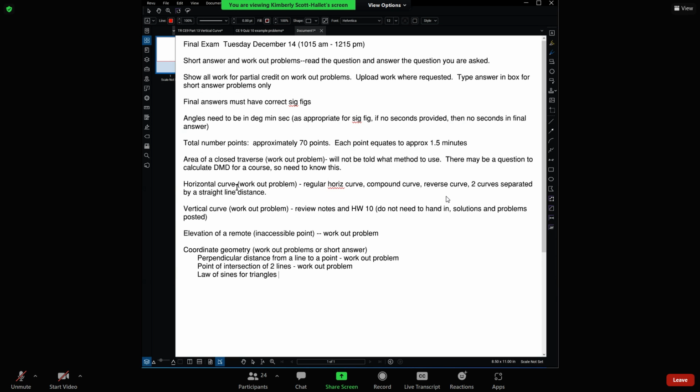Law of sines for triangles. So find unknown lengths, angles, whatever it is that you need to find.